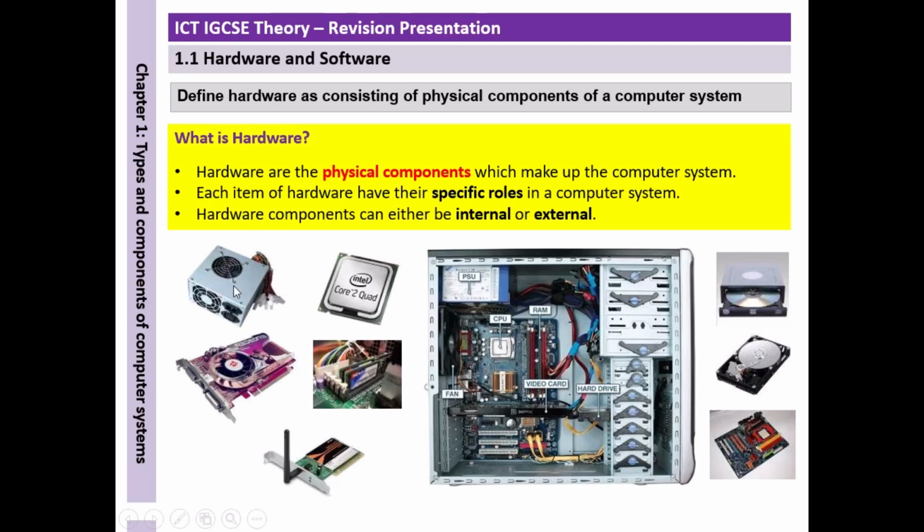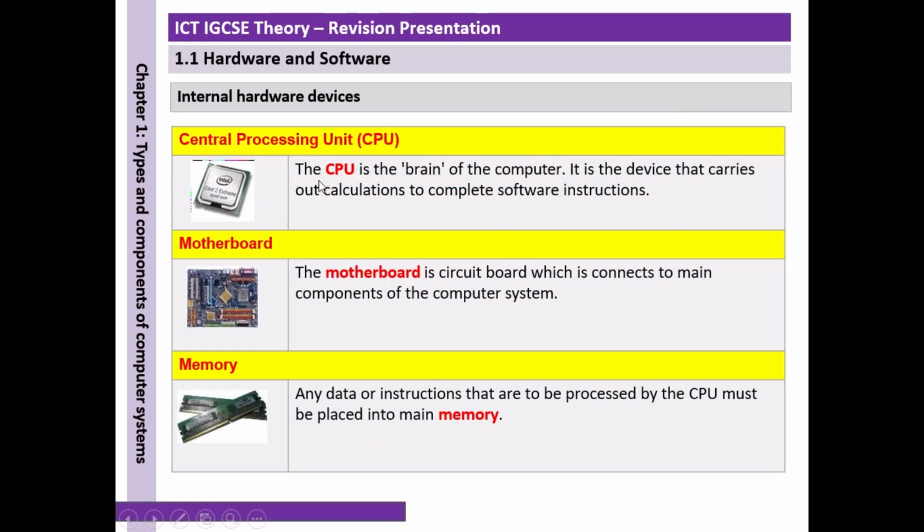So from the pictures up here, this is the power supply unit, the processor, the RAM, which is on the motherboard, the graphic card, the optical drive, the hard disk, and the motherboard. Next picture. So I've already explained, the CPU is the brain of the computer. It is the device that carries out calculation to complete software application. Apart from that, it does the arithmetic logic unit. And also it has got the main memory, which stores whatever is being processed. And it has another role as the control unit. It knows how to control what is being processed.